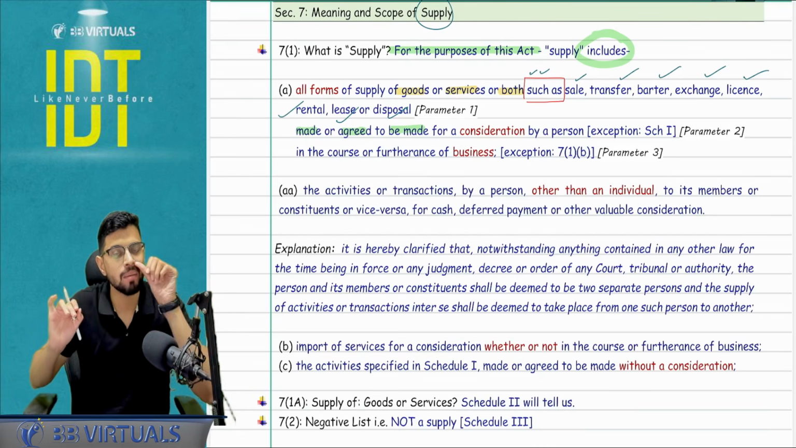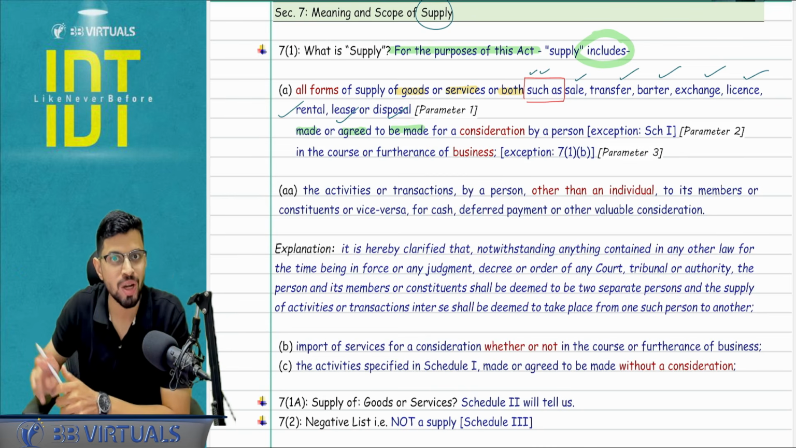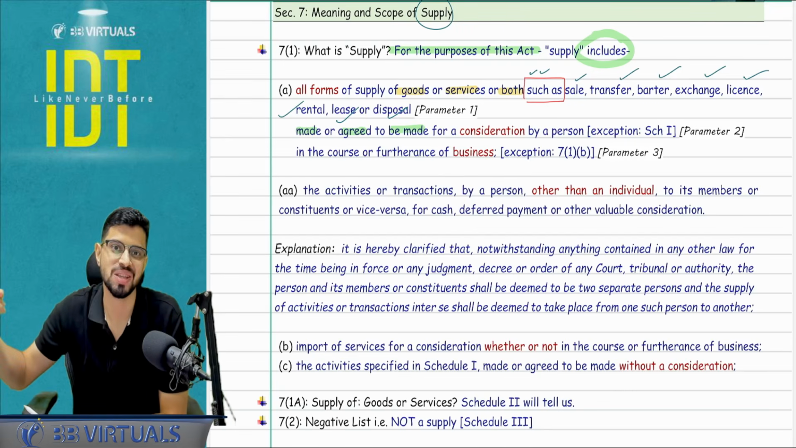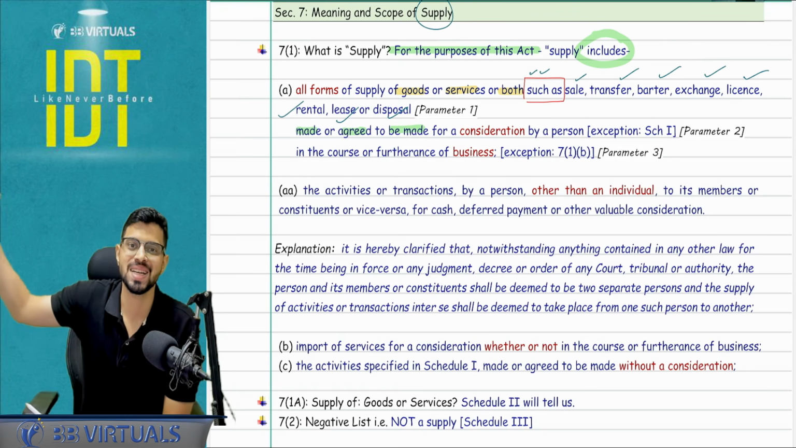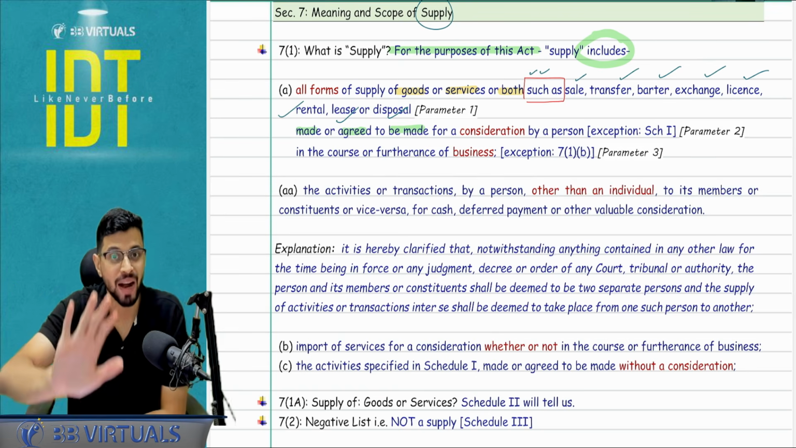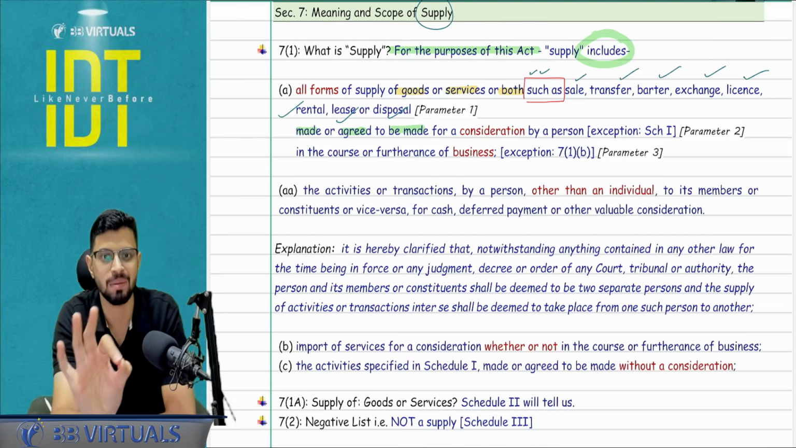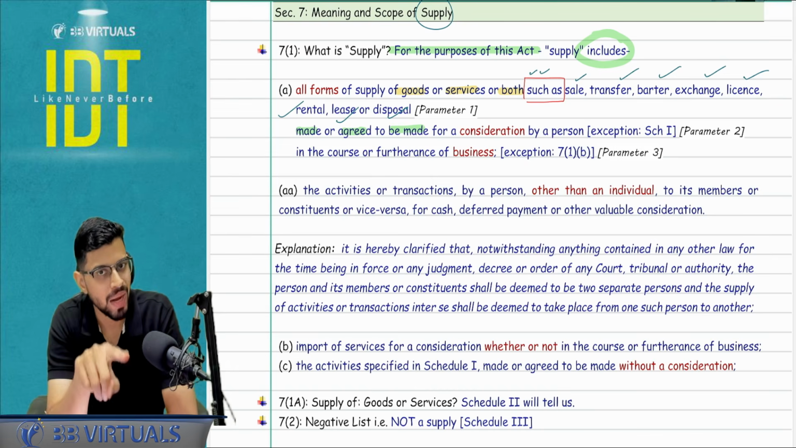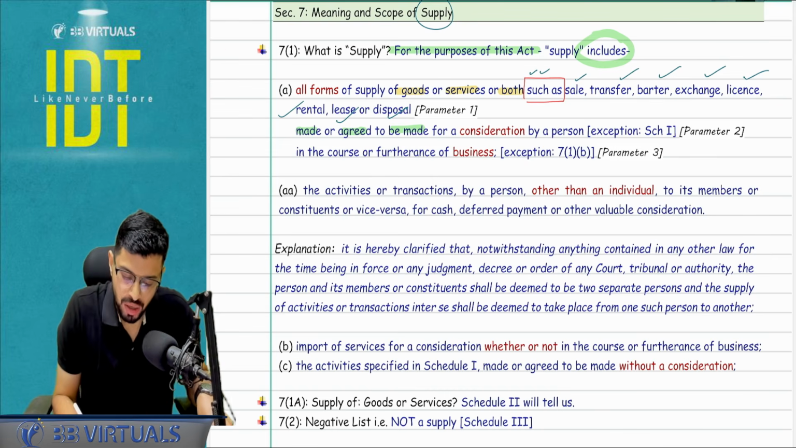So sir, will the government ask for the GST payment also? Yet to be seen, because that will be covered in chapter number 5, time of supply, that is, when the GST needs to be paid to the government. Right now the focus is on whether it is a taxable event or not. So yes, it is a taxable event. So, made or agreed to be made for a consideration by a person.